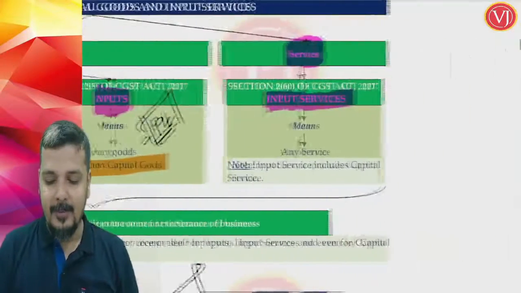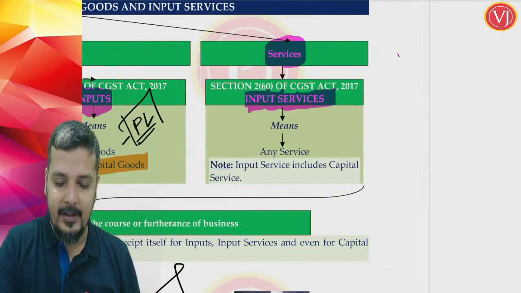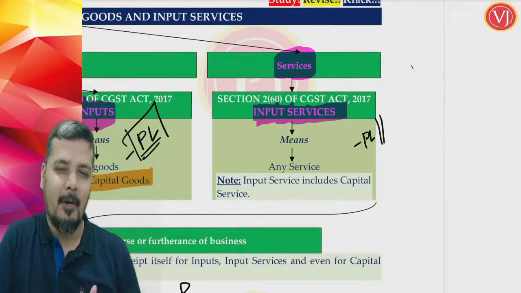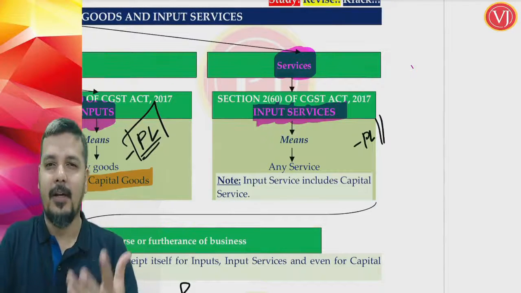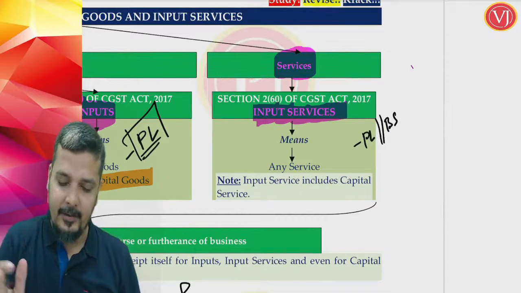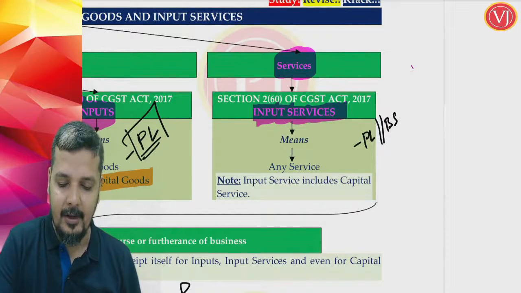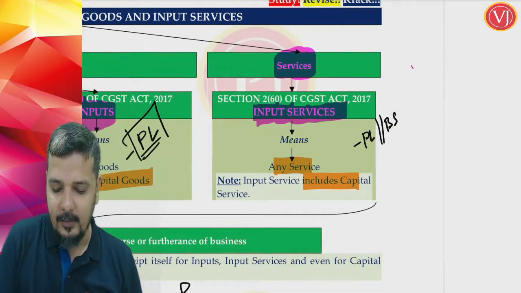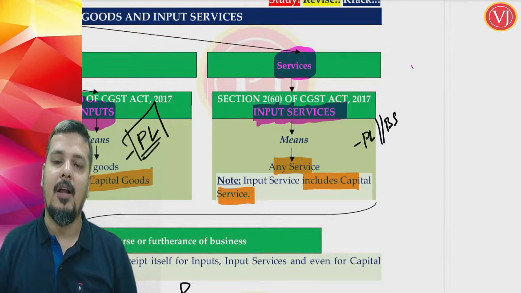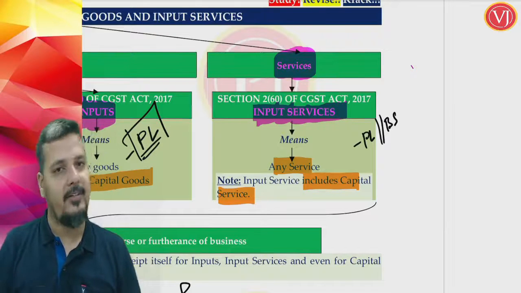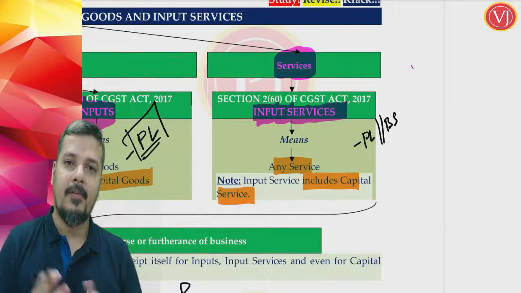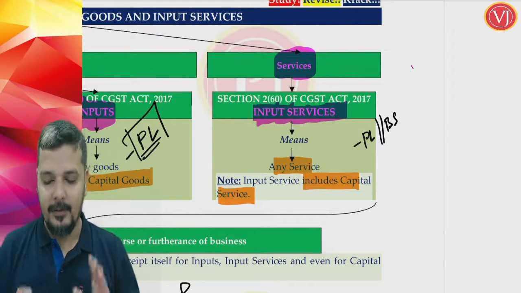When you get some services, whether these services are going to your manufacturing account, trading account or profit and loss account, or they are going to your balance sheet, it doesn't matter, they still are your input service, any service. It includes even capital service, which means whether you take it to your P&L account or to the balance sheet, they will be called input service. There is no bifurcation of input service and capital service. It is only input service.